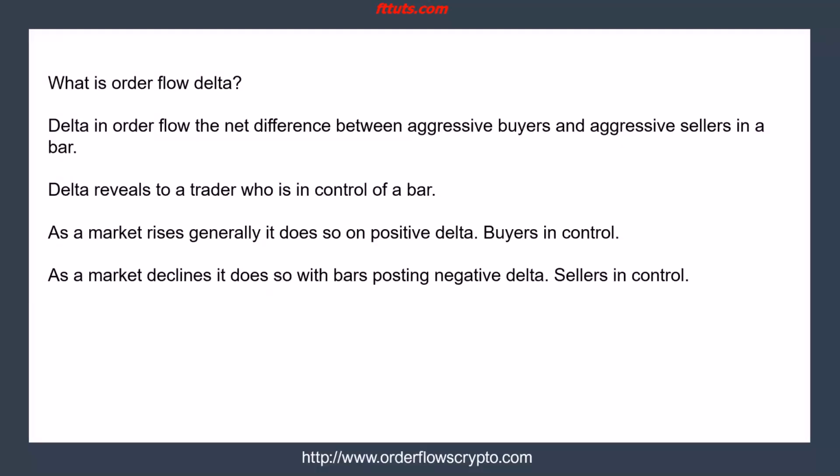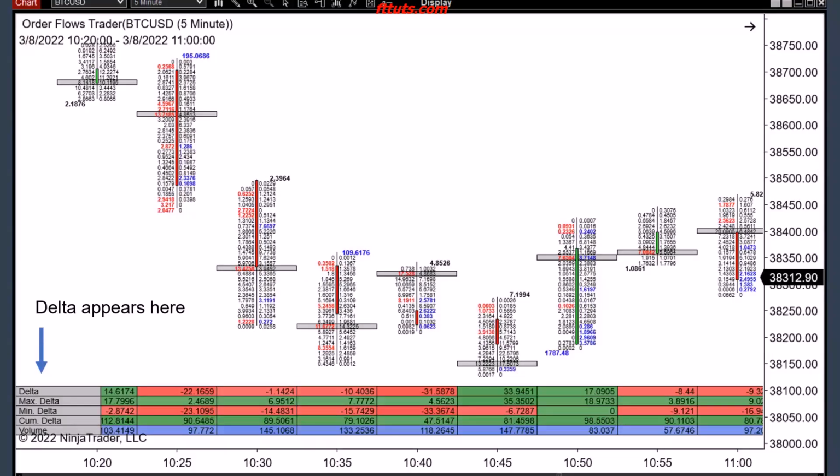So on the order flow footprint chart, how does it look? Well, it will appear on the bottom. It'll say delta. It's pretty clear. You don't have to do any calculations. The computer does all the calculations for you. And again, delta is either going to be positive, negative, or zero.